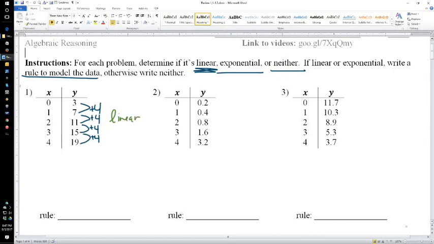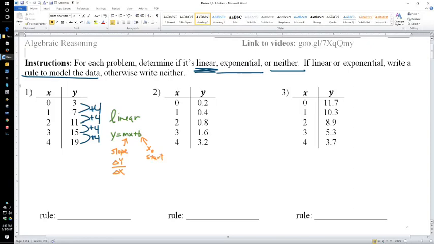equation, which is y equals mx plus b. A real quick review of that: your m is your slope, which remember is your change in y divided by your change in x. And your b value is your value at x of 0, that's your start.